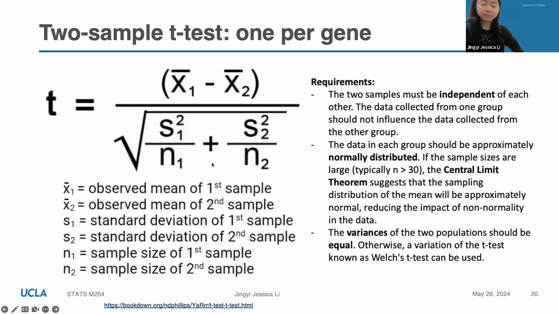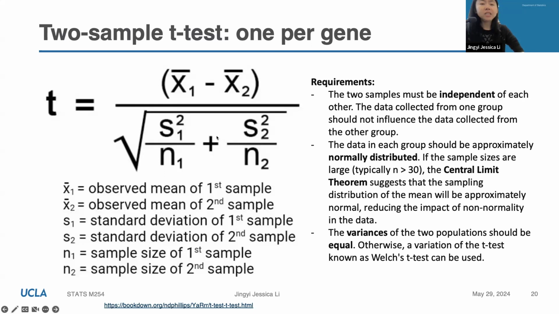Okay, third, in the denominator formula, we're pooling the squared standard deviation of sample 1 and the squared standard deviation of sample 2. We normalize each one by the sample size and we add them up. This idea is assuming the variances of the two populations are equal. This is the equal variance two-sample t-test. If this assumption is not reasonable, we should use Welch's t-test instead.